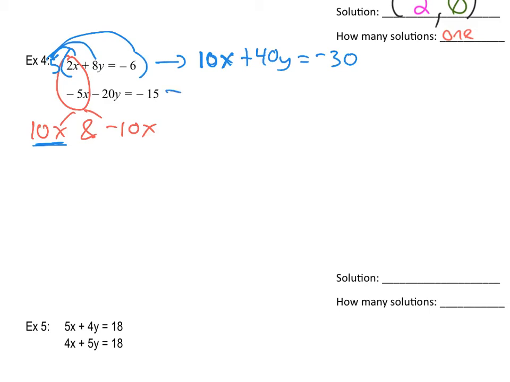And now the bottom, we want to get to negative 10x. So we write that down and ask, what do I need to multiply negative 5 by to get negative 10? Negative 2 would be a positive 10. We want to keep that negative there, so we're going to use a positive 2. Positive 2 times negative 5 is negative 10x. And do that to the rest of them now. 2 times negative 20, negative 40y. 2 times negative 15, negative 30.